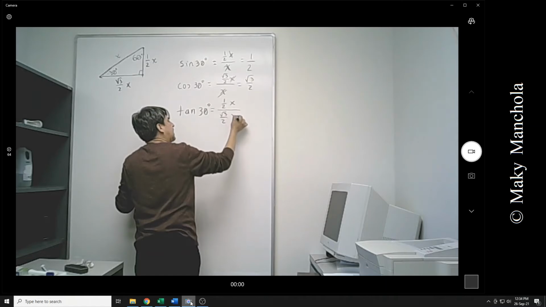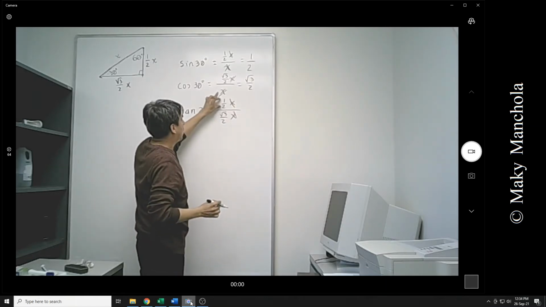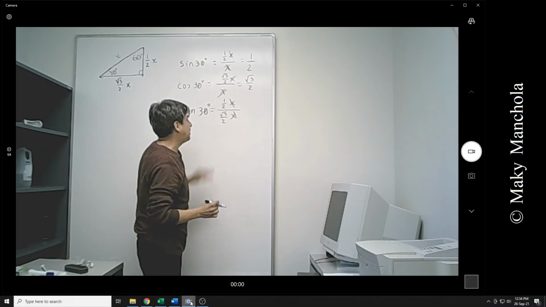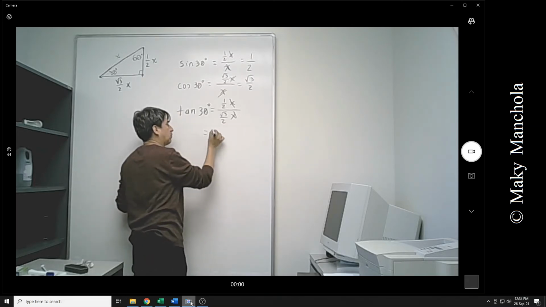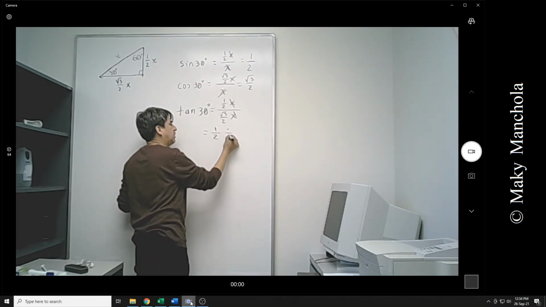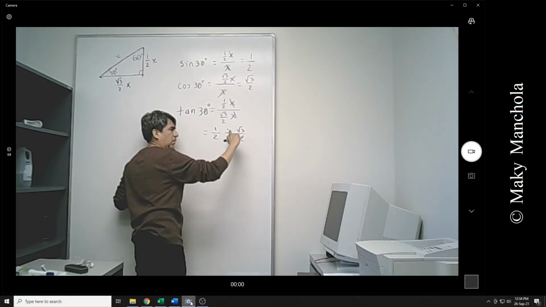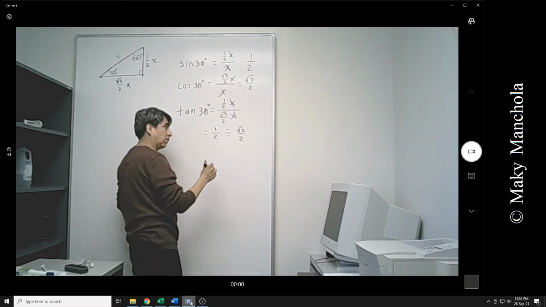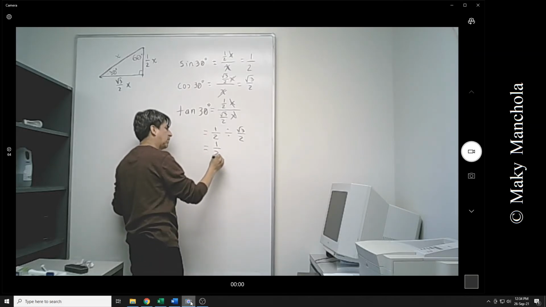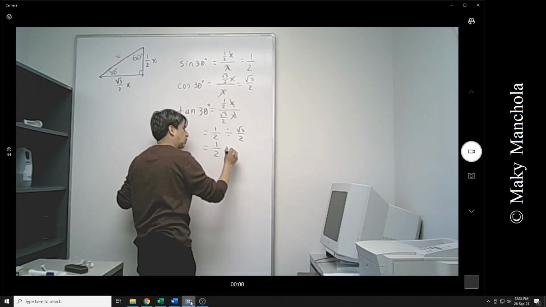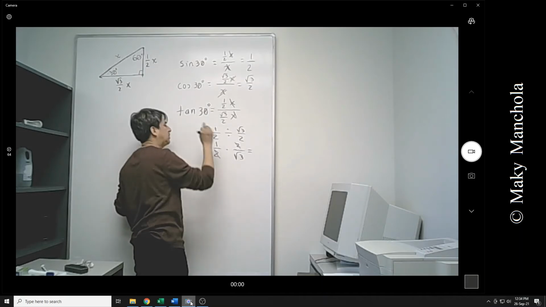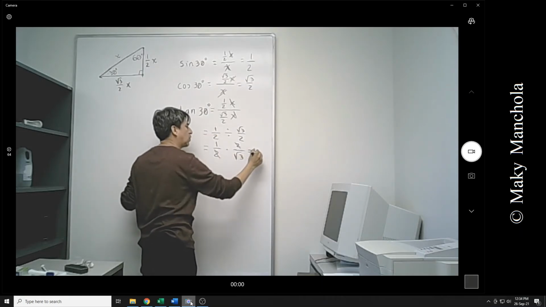Now, the x's cancel, so I end up with 1/2 divided by the square root of 3 over 2. Divided because that is a division. Now, when we divide fractions, we keep the first fraction multiplied by the reciprocal of the second fraction. So I get 1/2 times 2 over the square root of 3. Observe the 2's cancel, so my tangent of 30 degrees is 1 over the square root of 3.